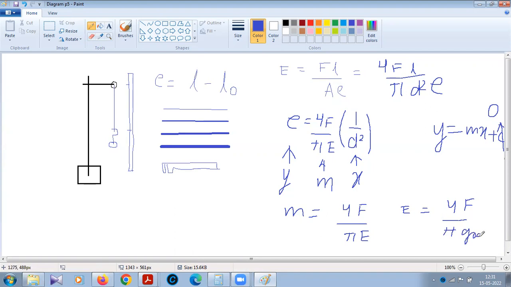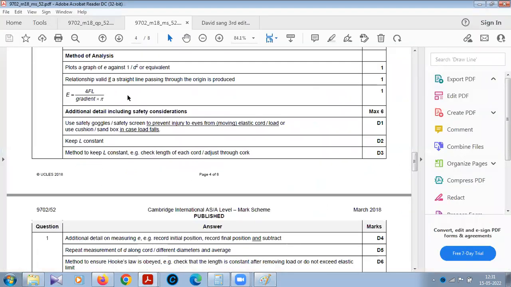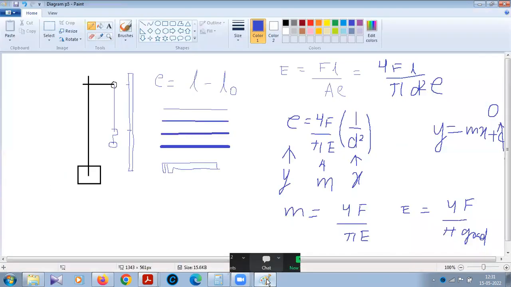That's what they are showing here in the marking scheme, 4F upon pi into the gradient. Okay, something we are missing, I think length, and length we have not shown. Yeah, length is also there. Length is also here, so this length will also come here. That's what they have explained in the marking scheme.